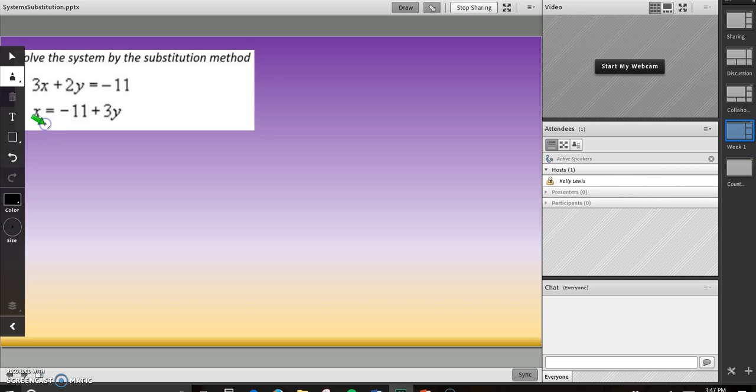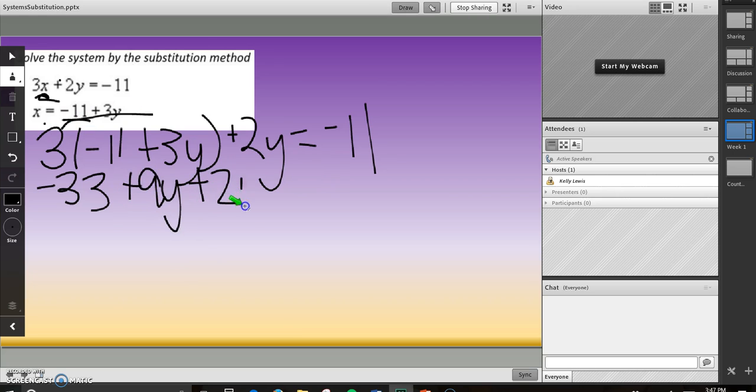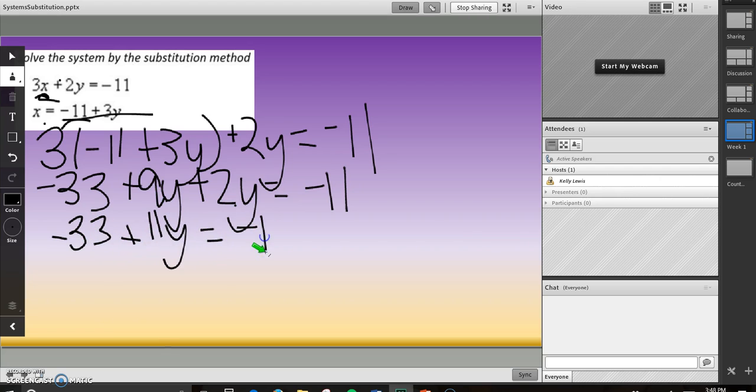Right, notice the x is all by itself. So everywhere there's an x, I'm going to plug it in right there. Plug it in, plug it in. 3y. And then I'm going to write plus 2y equals negative 11. So 3 times negative 11, negative 33. Plus, you're going to distribute. 3 times 3 is 9, plus 2y equals negative 11. All right, combine like terms. 9y plus 2y is 11y. Equals 11. Okay, negative 11 is a regular number.